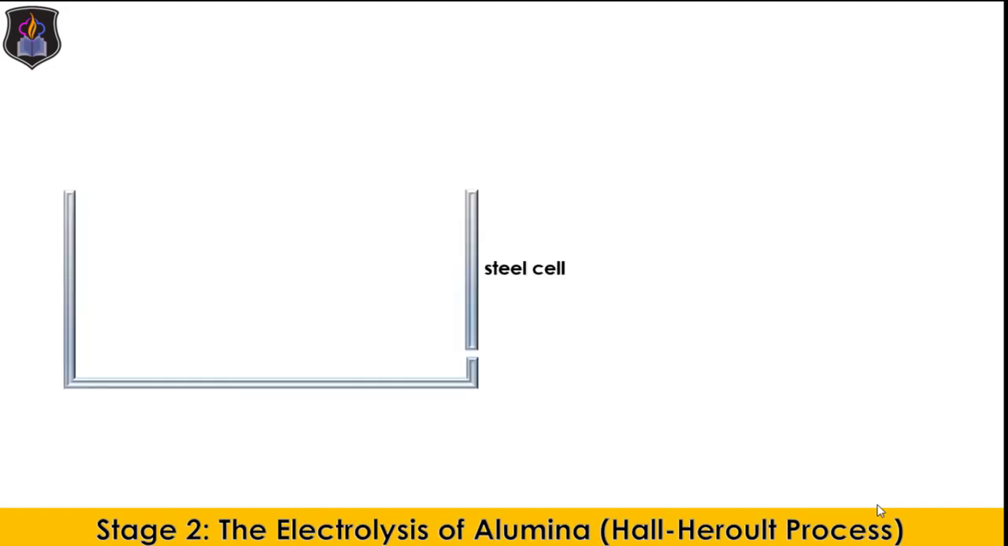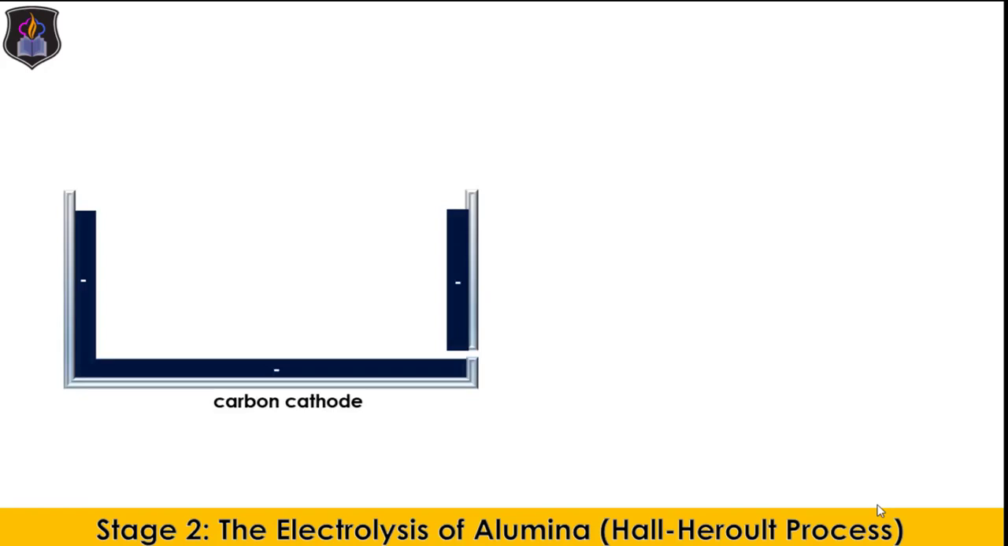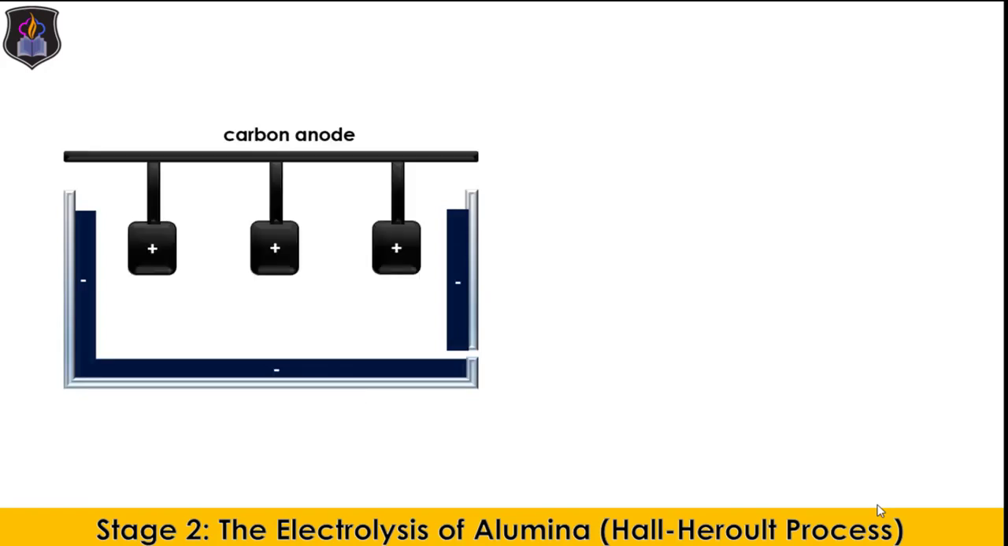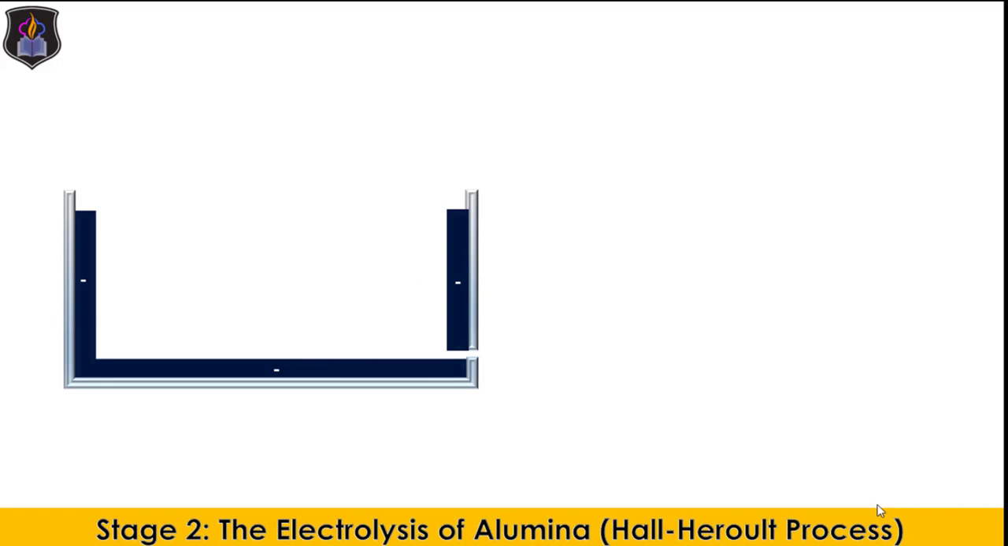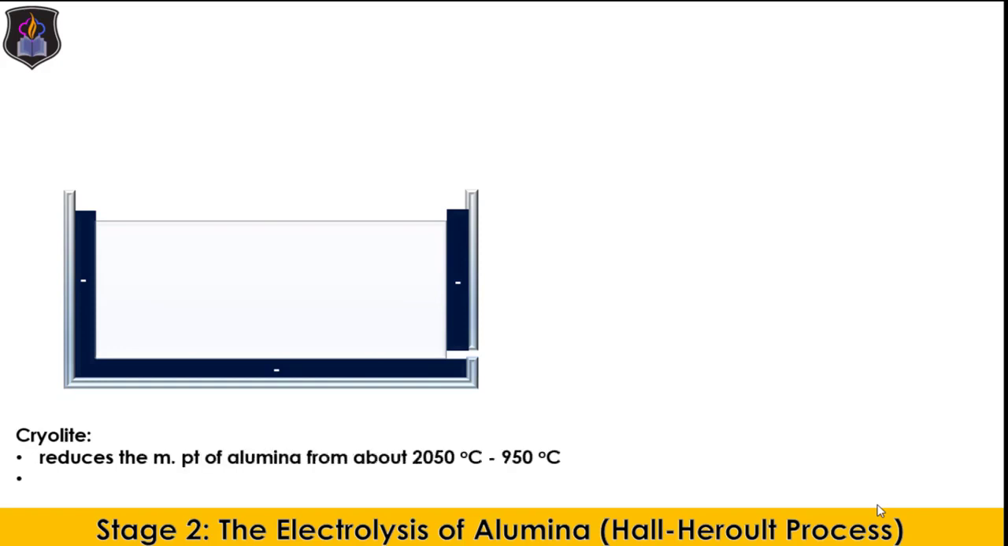The Hall-Héroult cell is made up of steel lined with carbon cathode, and big blocks of carbon hang in the middle of the tank and act as the anode. The electrolyte is a mixture of molten alumina and cryolite. The cryolite is added to reduce the melting point of alumina to about 950 degrees Celsius and make the process economically viable. It also acts as a solvent and increases the conductivity of the alumina.